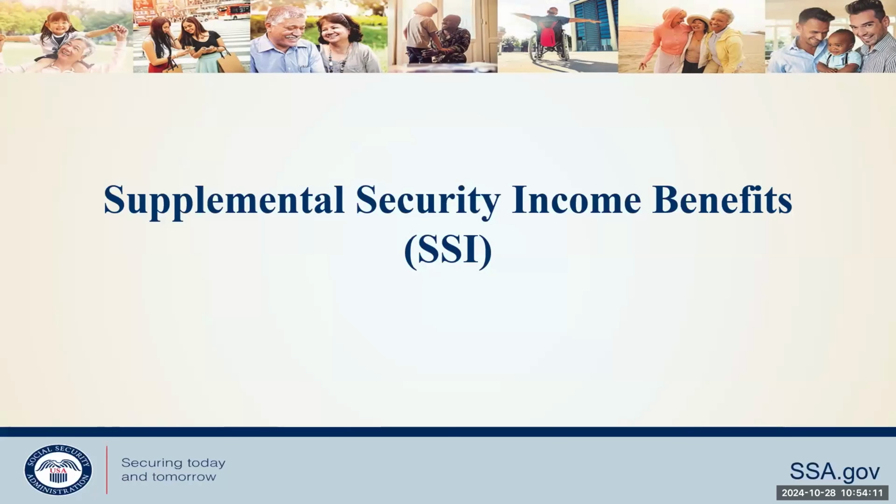If you're working under SSDI, though, as soon as you start working, you're kind of enrolled in something called a trial work period. This is a 9-month rolling period that allows you to try out work. If you make above a certain amount, they would count it as one trial work period. You get 9 of those. They don't need to be consecutive, okay?